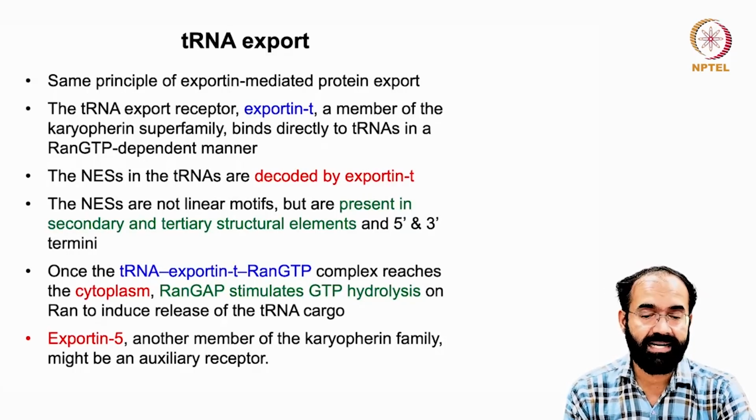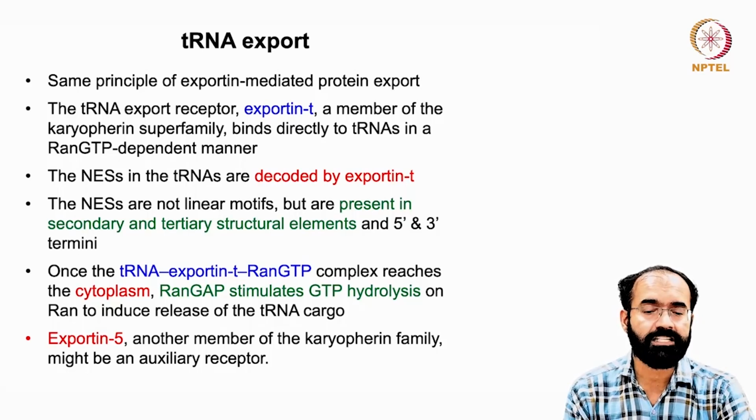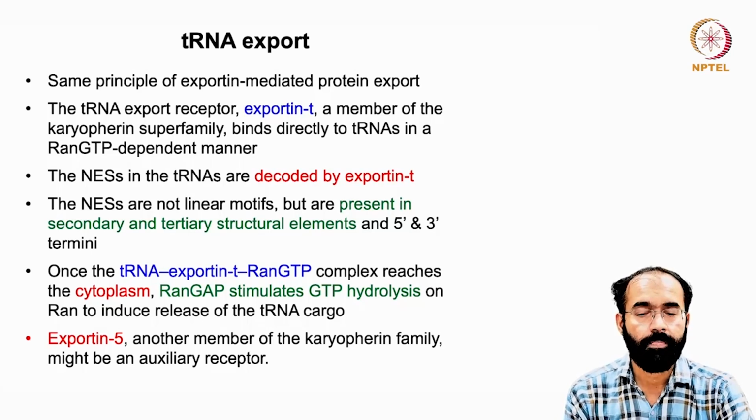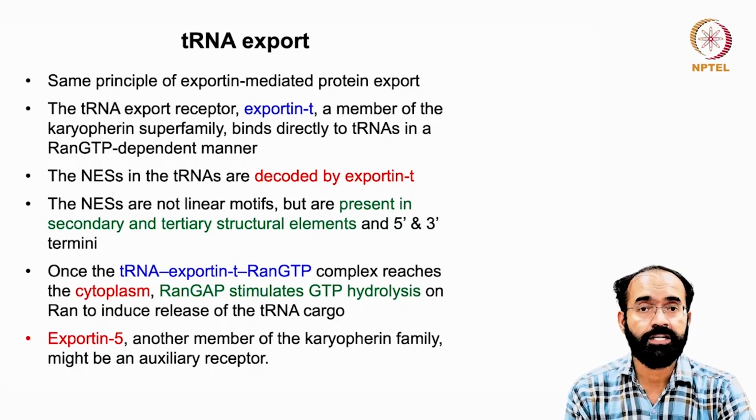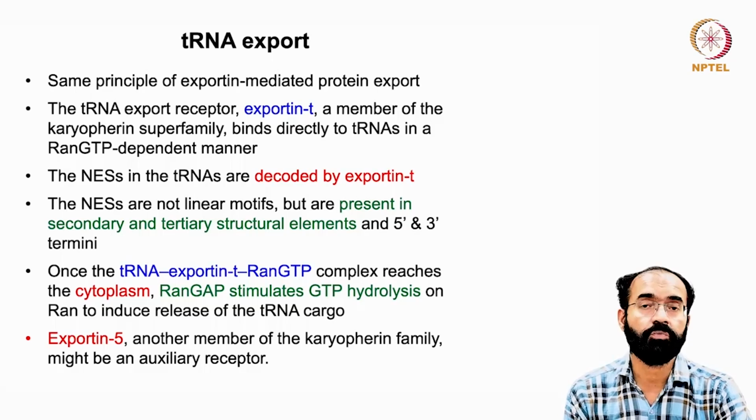Let us see tRNA export at first. It has the same principle of exportin mediated protein export that we saw earlier. The tRNA export receptor, exportin T, is a member of the karyopherin superfamily. It binds directly to the tRNA in a RAN-GTP dependent manner. RAN-GTP, we will not go into the details. We know that RAN-GTP provides the phosphate to the karyopherin for the release of the cargo in the cytoplasm. Otherwise, in the cytoplasm it will also hold the cargo, and we don't want that.